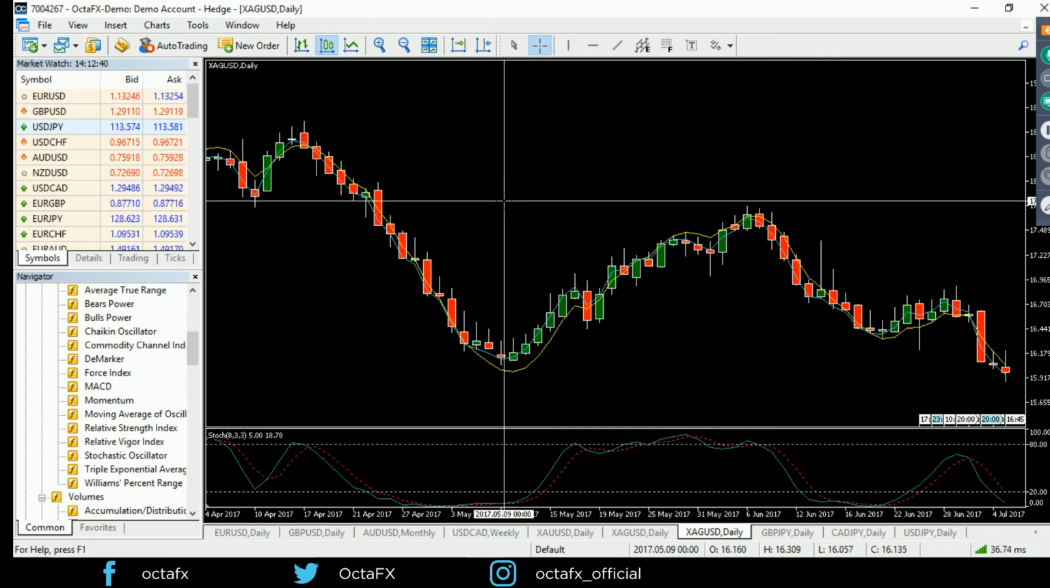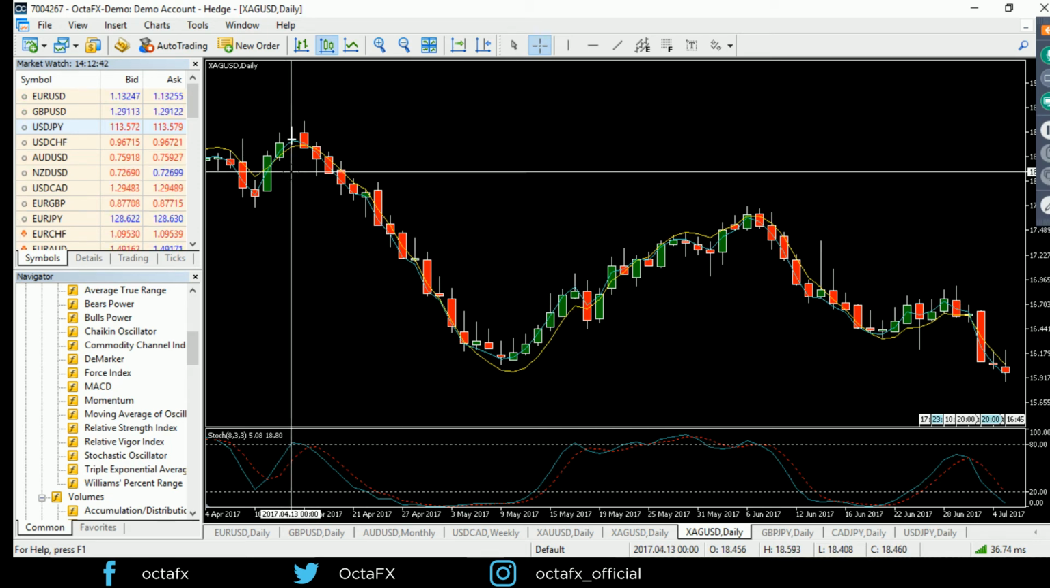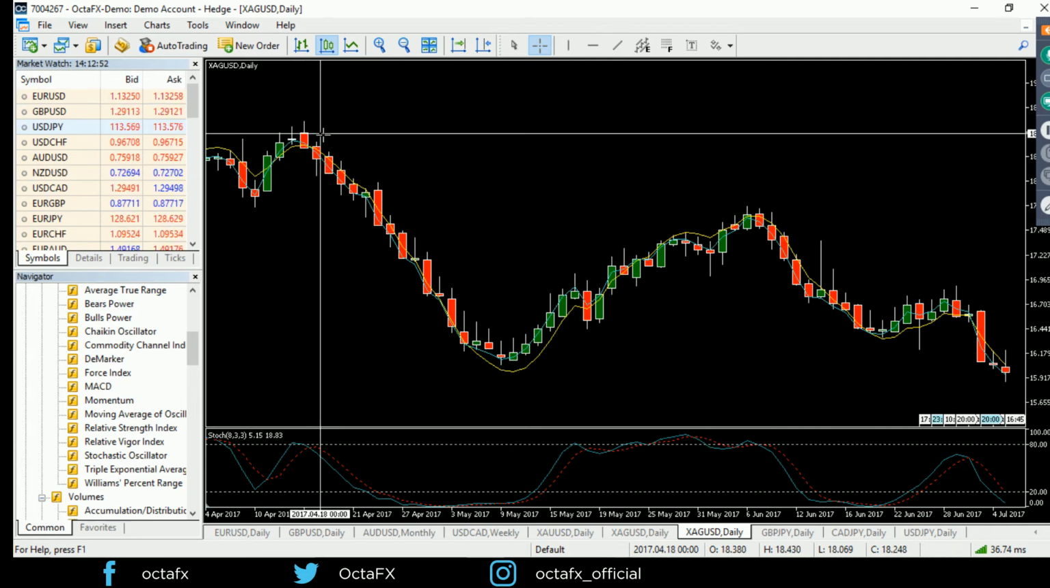So again, silver, great trending market on the daily chart, and 5 and 10 period EMAs, good ones to experiment with in nicely trending markets if you want to catch a reversal in the trend.